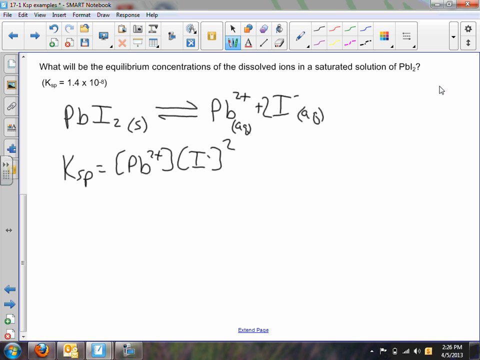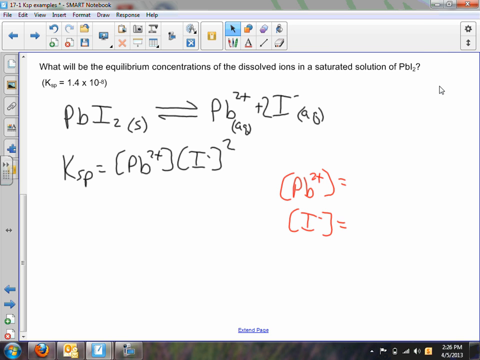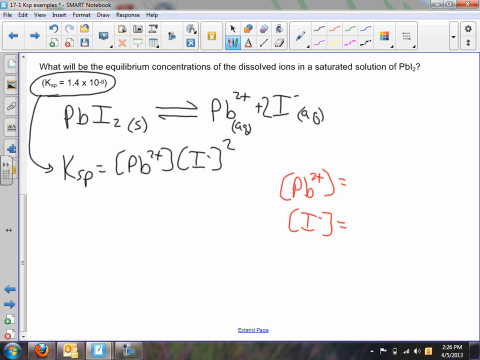The question says, what will be the equilibrium concentrations of the ions? So in this case, I don't know the concentration of the lead ion, and I don't know the concentration of the I- ion. That's what I'm trying to find. What I do know is the KSP. So I have it written here, but you could have just looked it up in a book, in a table, could have Googled it. Your KSP is 1.4 times 10 to the negative 8 for this particular reaction.